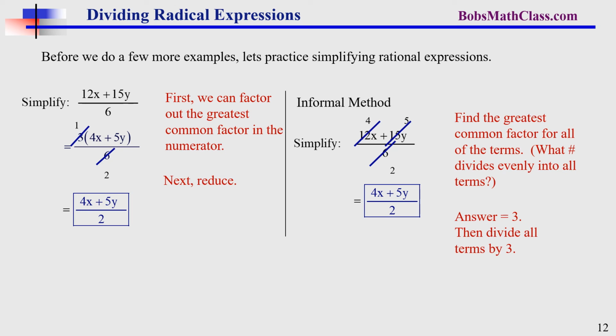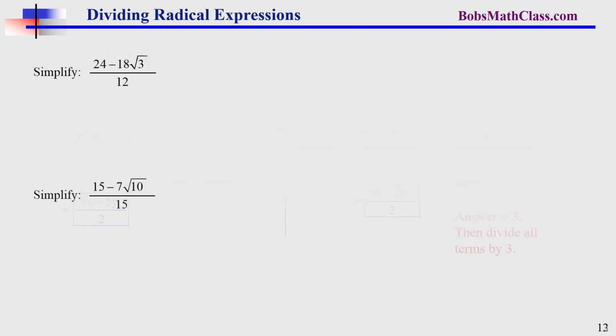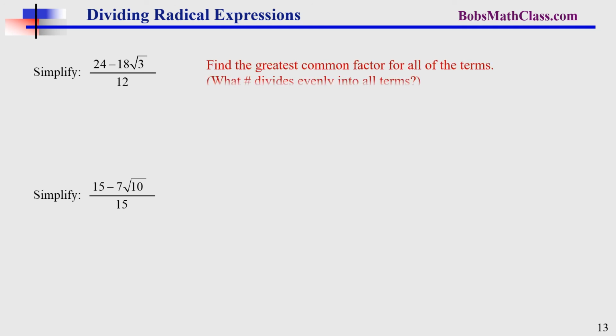Okay, so that's going to help out in some examples as we move on. But remember, it has to go into all three numbers. If it only goes into one number on the bottom and one number on the top, then you cannot do anything. Let's try a couple more. This one has a radical, not an x and a y. So in the top example, what number goes into the 12, 24, and 18? Right, 6. So you're going to divide all of them by 6.